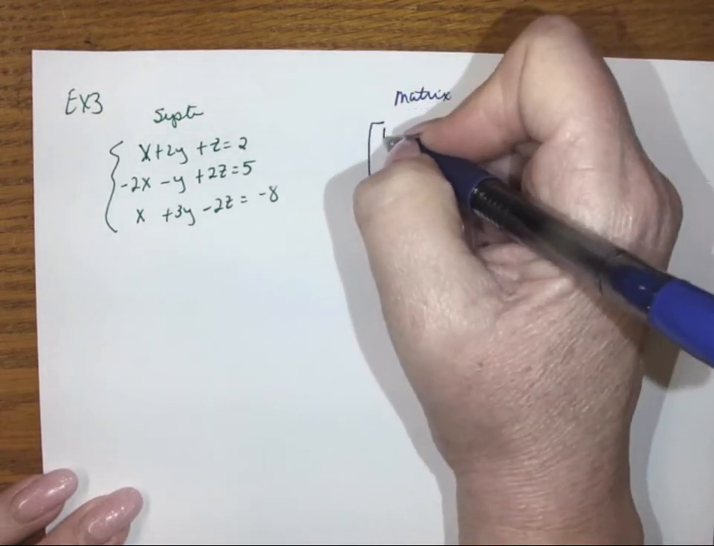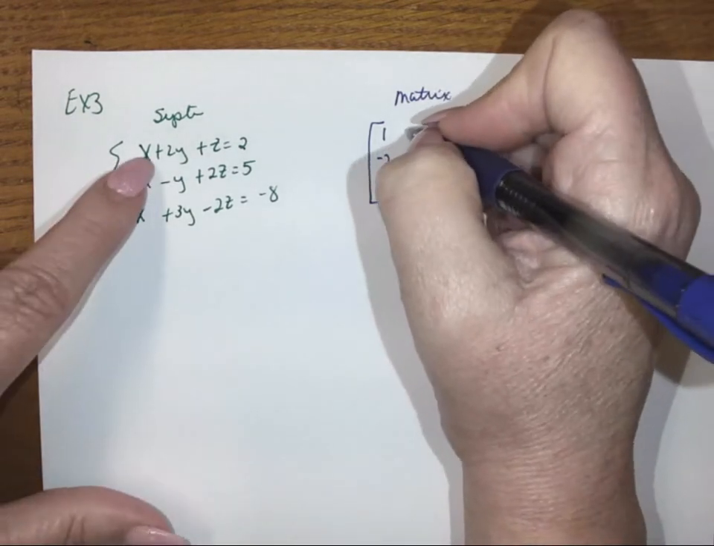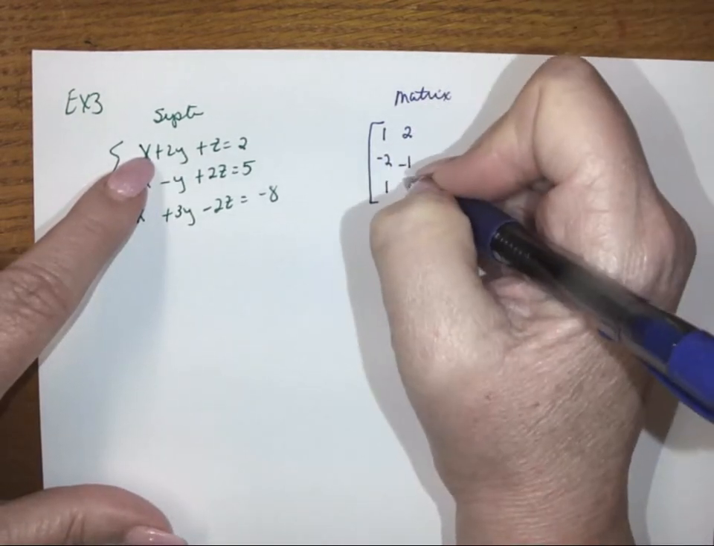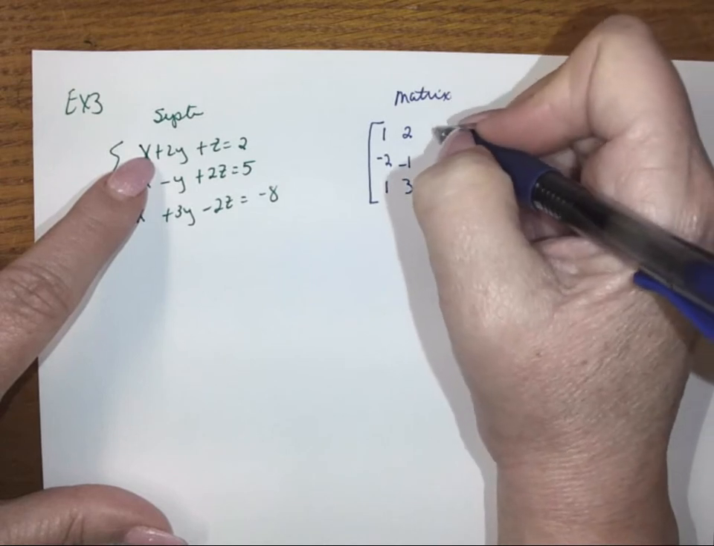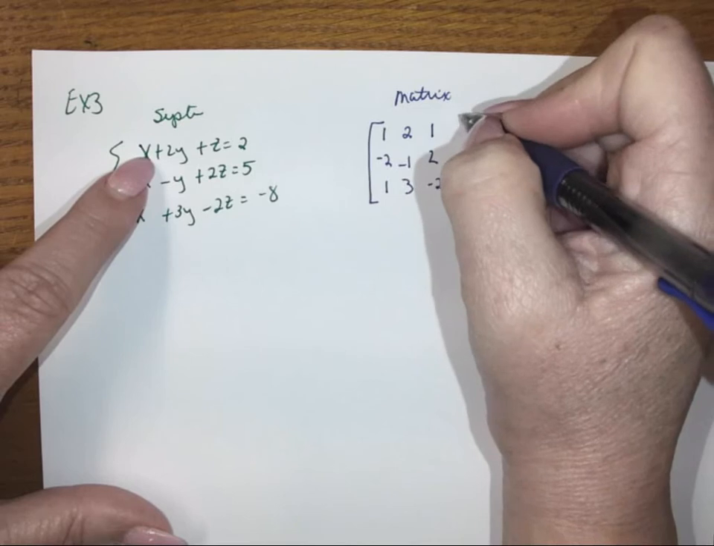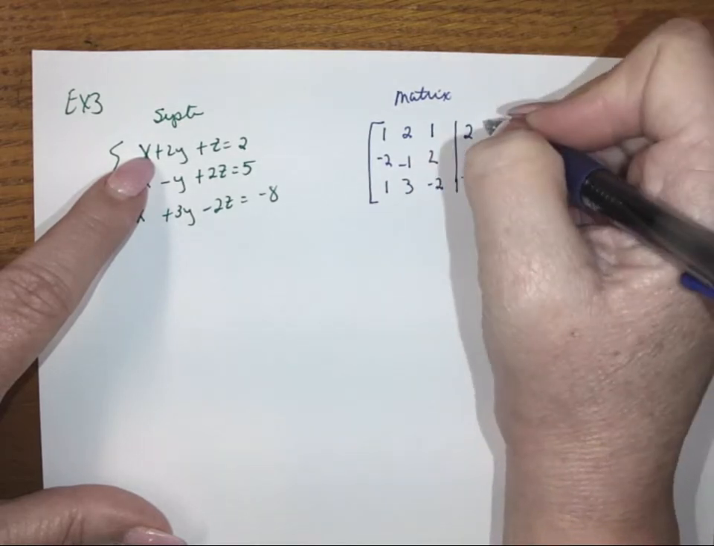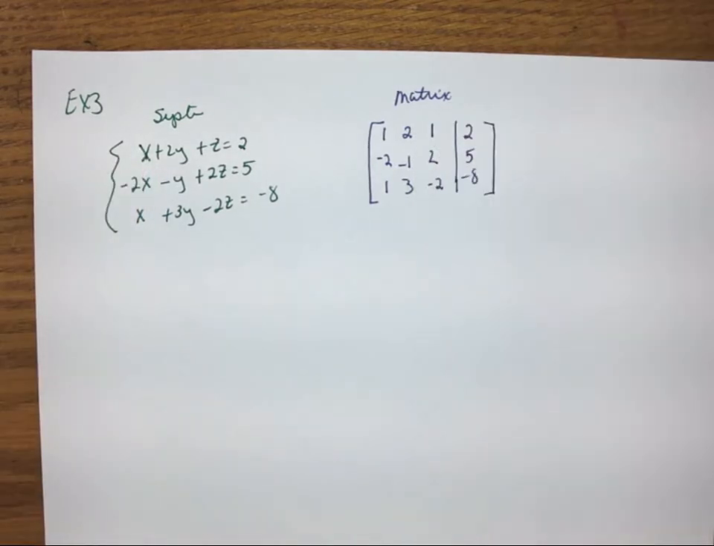So we're going to have 1, negative 2, 1, 2, negative 1 and 3, 1, 2, negative 2, and then 2, 5, negative 8. So we're still writing all of the coefficients, putting the bar, and then putting the constants on the other side of the equal sign to make the matrix. It is just a bigger matrix, but the things are still the same, what we're trying to do.